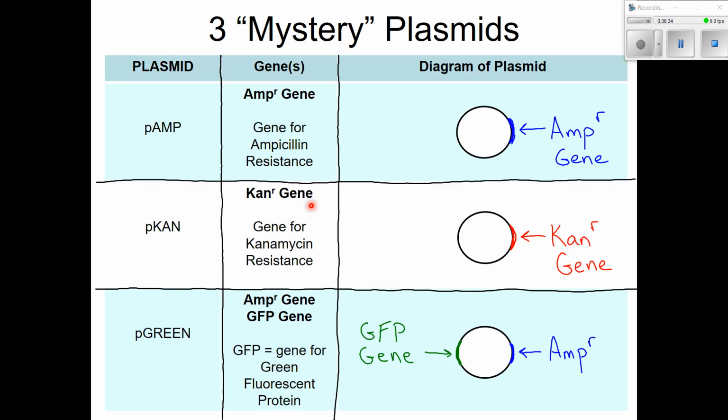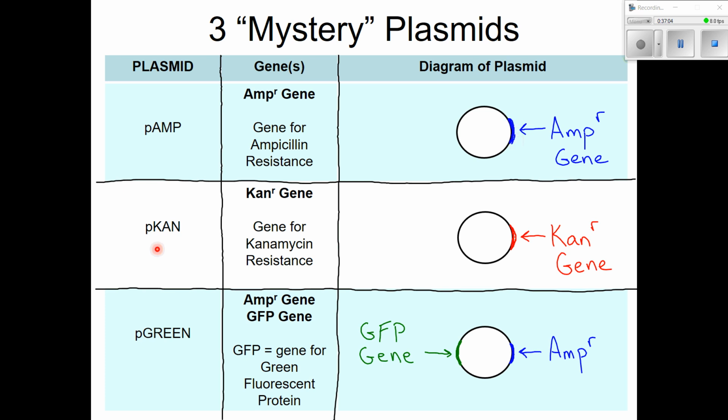So the cool thing about this lab is it's a mystery that you have to solve because you don't know which plasmid DNA solution your group is going to be given. I'm just going to give you a test tube and say, here's your plasmid DNA, but you don't know which plasmid I'm giving you. Some of you will get the p-amp plasmid, which has the AMP-R gene. That's the gene for ampicillin resistance.